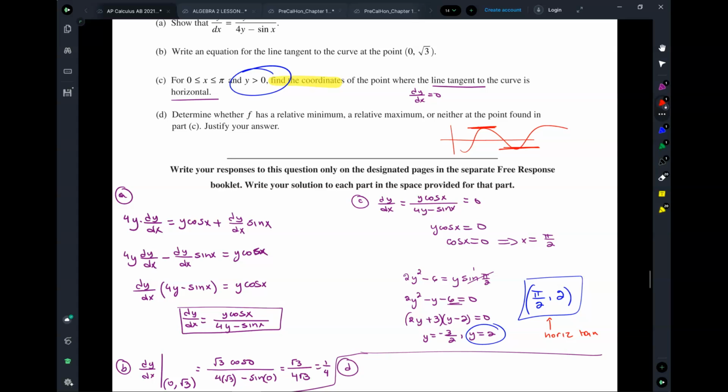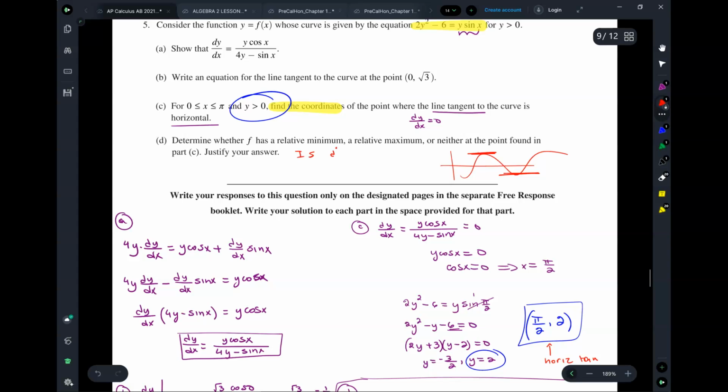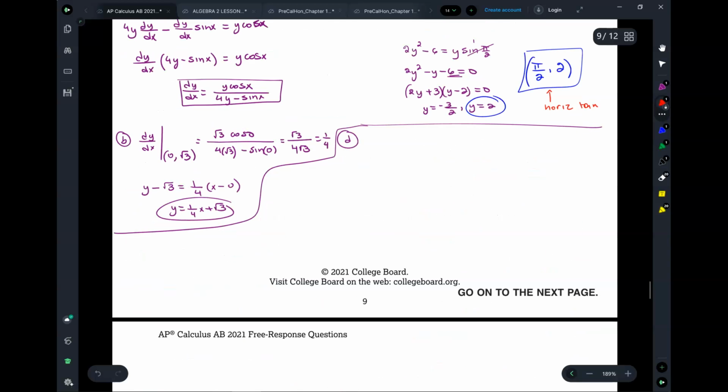That's the second derivative test, which says if at a point the first derivative is 0 and the second derivative is positive, it's a minimum, right? If it's concave up, it's a minimum. If it's concave down, it's a maximum. So I need to find, is d squared y dx squared greater than 0, equal to 0, what? Okay? So let's find that. Let me do it in a different color. So d squared y dx squared.